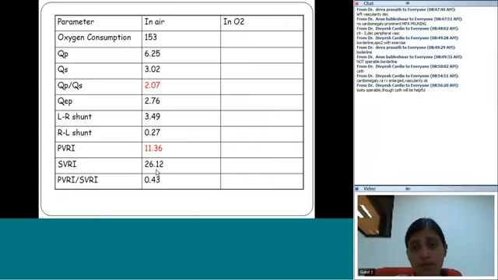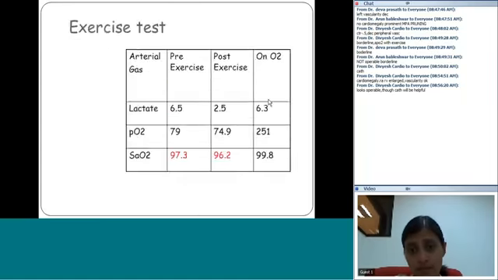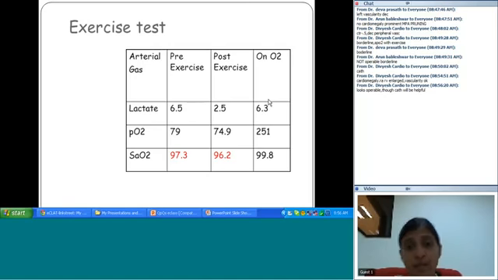So pre-exercise, his stats were actually 97%. He got exercised. His stats did not drop. So that is the key thing. Okay, he did not drop. That was a positive factor. And when he was given oxygen, his stats went up to nearly 100%. So overall, this ABG data looks pretty promising to me. Okay. So now let's just go back to the cath.